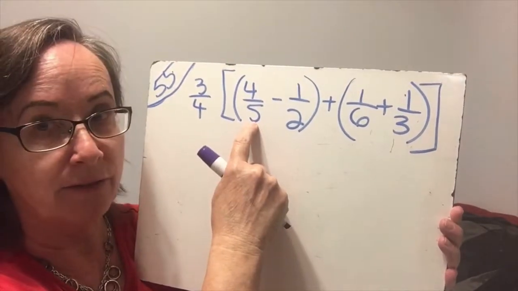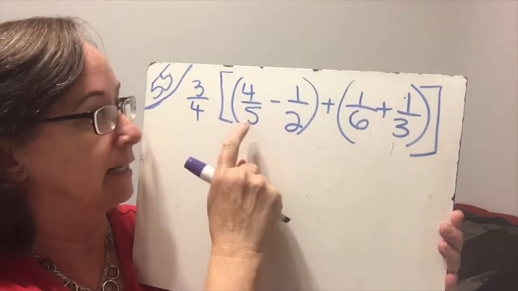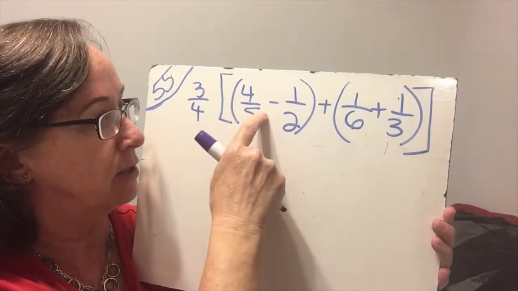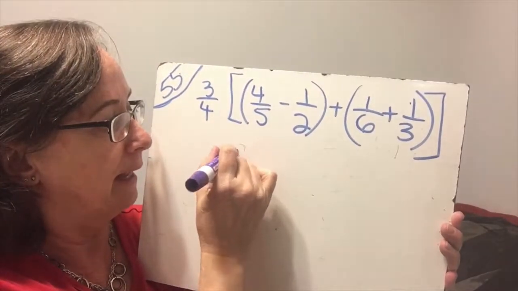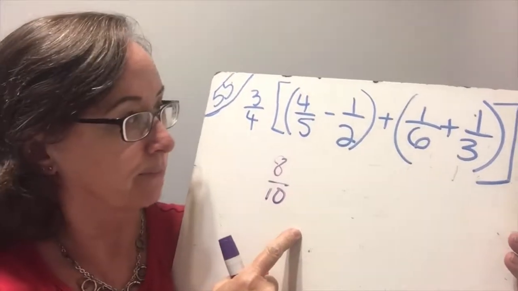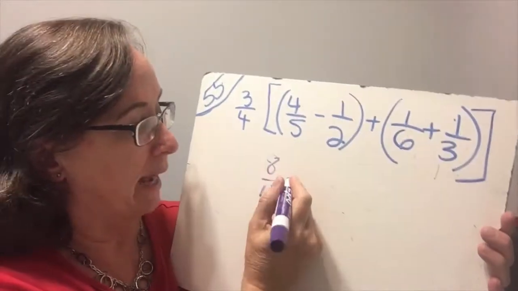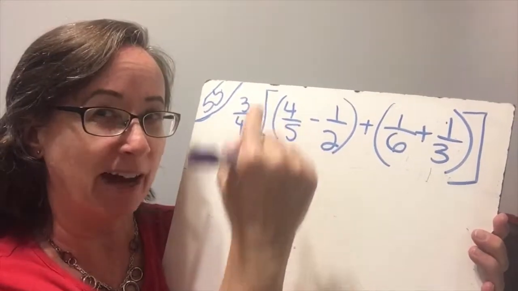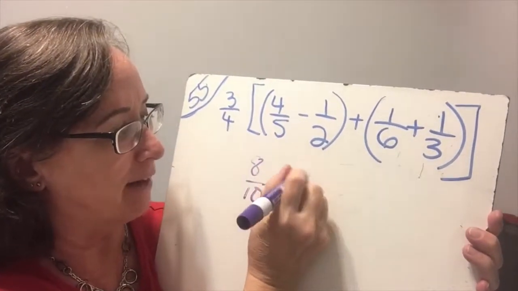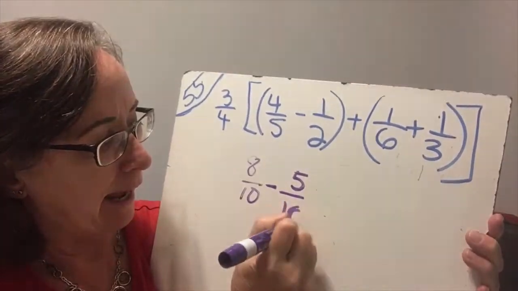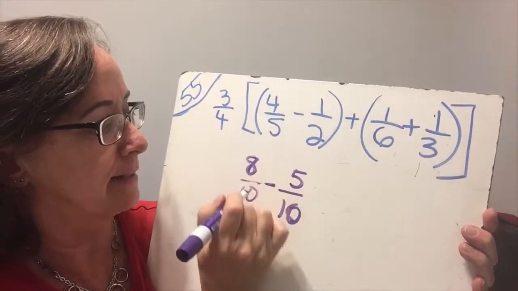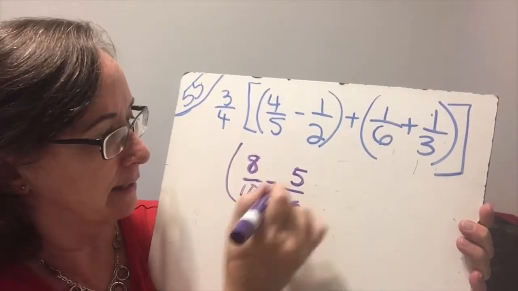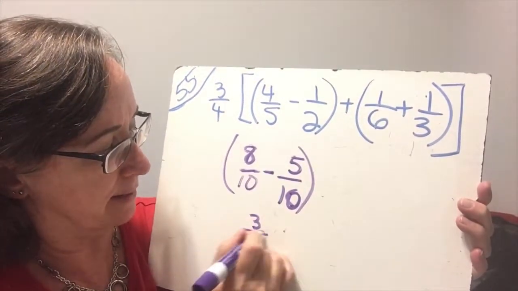So 5 needs times 2 to get to 10. So we'll multiply times 2, and that's going to be 8/10. And then we're going to subtract. And then the 1/2 we need to multiply by 5 over 5. Which will be 5/10, and 8/10 minus 5/10 is 3/10.